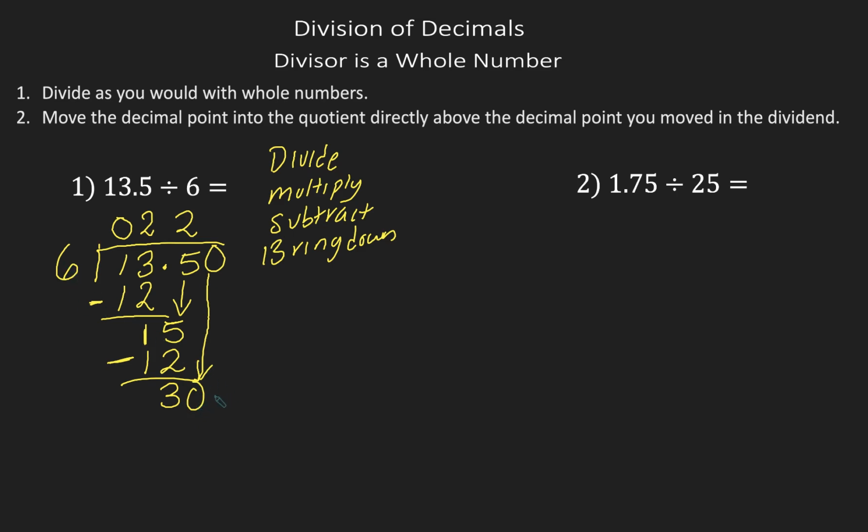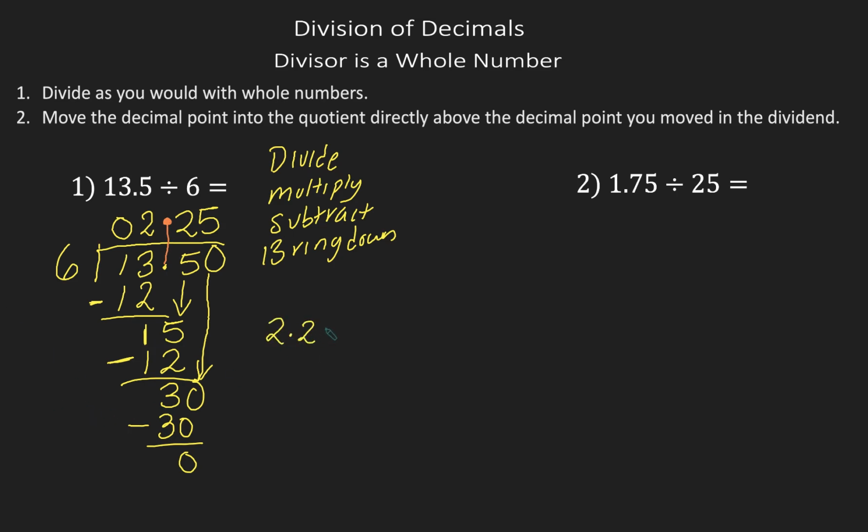6 goes into 30. So there's daddy. 6 into 30 is 5. Here comes mommy. 5 times 6 is 30. Here comes sister. When I subtract, I get 0. And it terminated, so we don't need brother because we got a 0. Now, final step is we're going to bring up that decimal point. It's going to come all the way up right there in the middle, and there's your answer, 2.25.